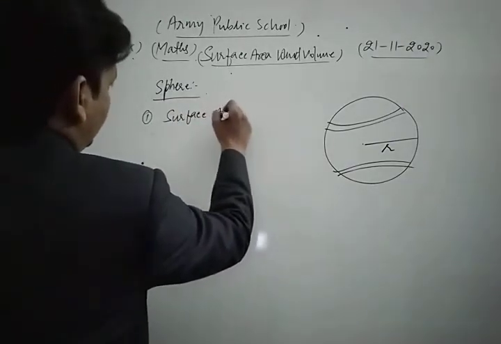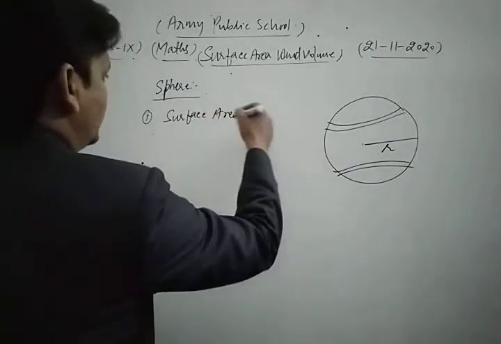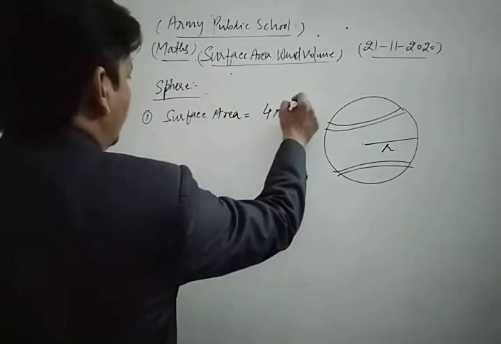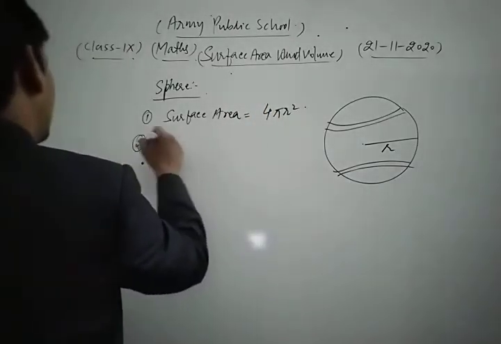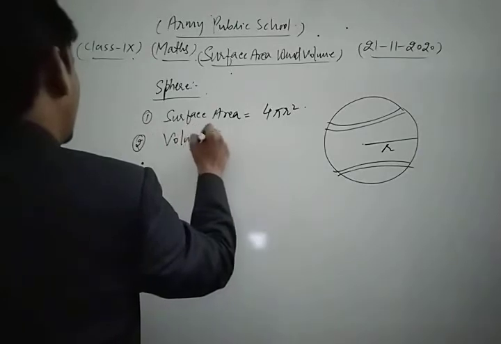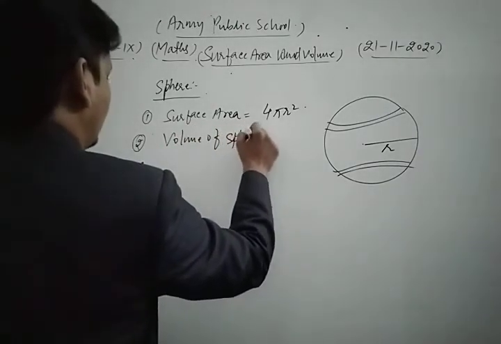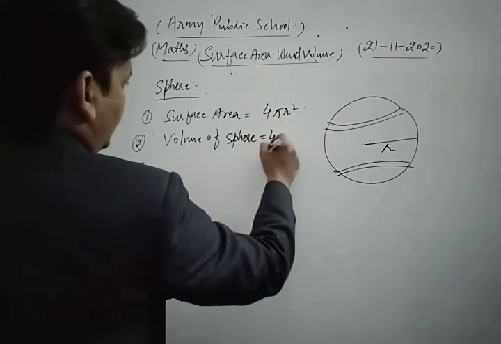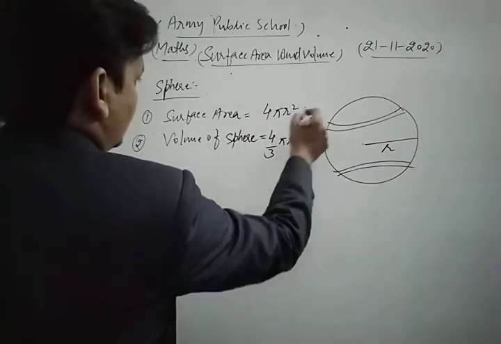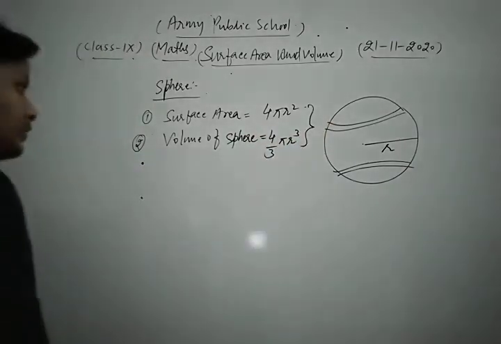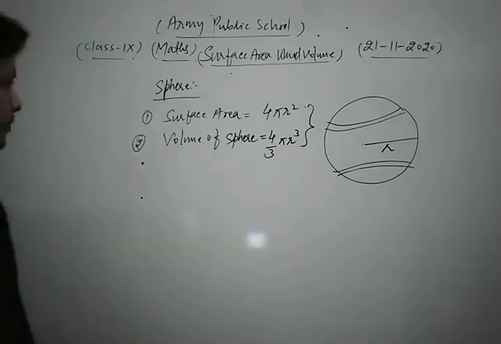Now, the first formula related to sphere is surface area. Surface area of the sphere is what? 4 pi r square. Second formula is volume of sphere, which is 4 by 3 pi r cube. This is the formula for the volume of the sphere.